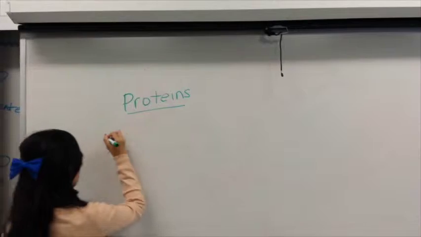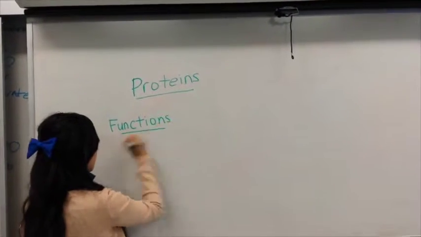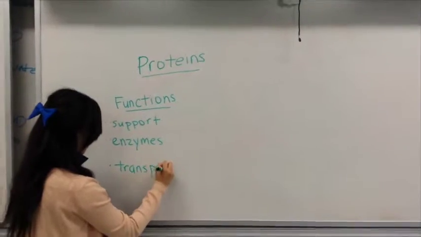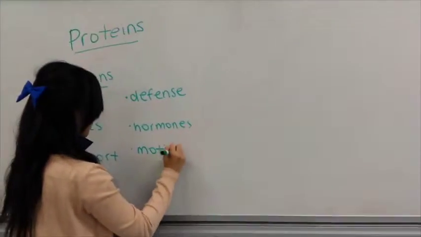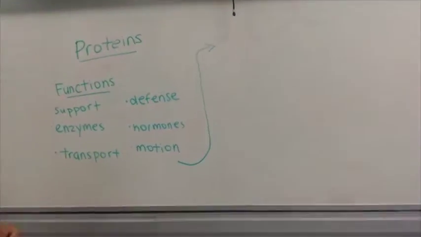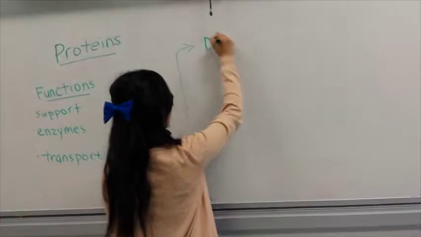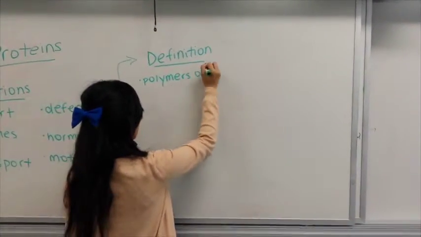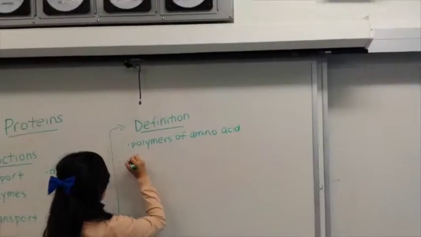The functions of a protein include support, enzymes, transport, defense, hormones, and motion. Proteins protect us from diseases by making up antibodies that fight off foreign substances. Proteins also help carry essential nutrients around our body. Proteins are polymers of amino acid monomers.